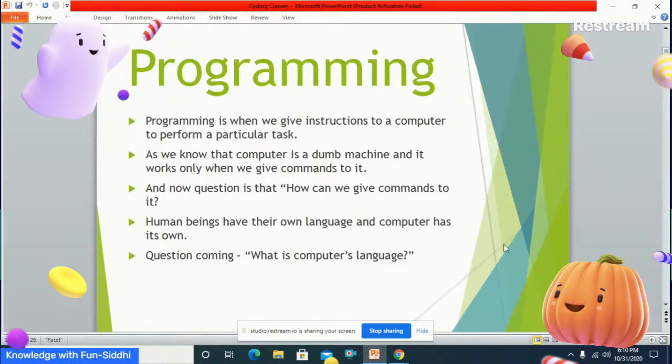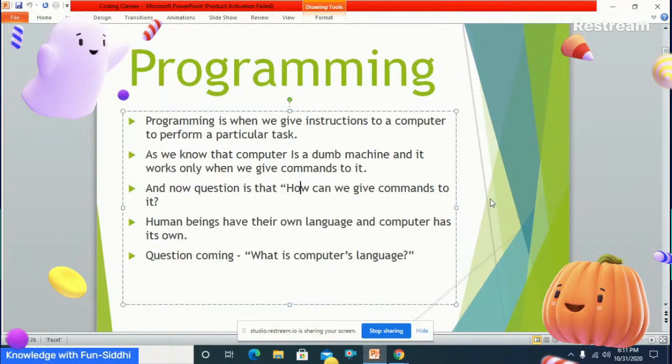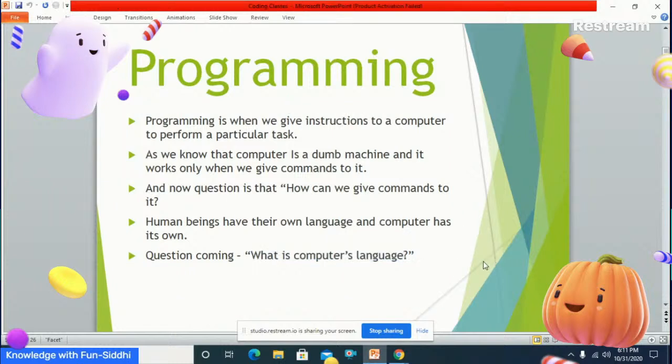As we know, we have our own languages. We speak English, Hindi, Chinese, Japanese and so on, right? But the computer cannot understand our language. It has its own language which needs to be understood. Now, can any one of you tell me, do you know what the computer's language is? Saksham has already told me this answer, but I want to ask.